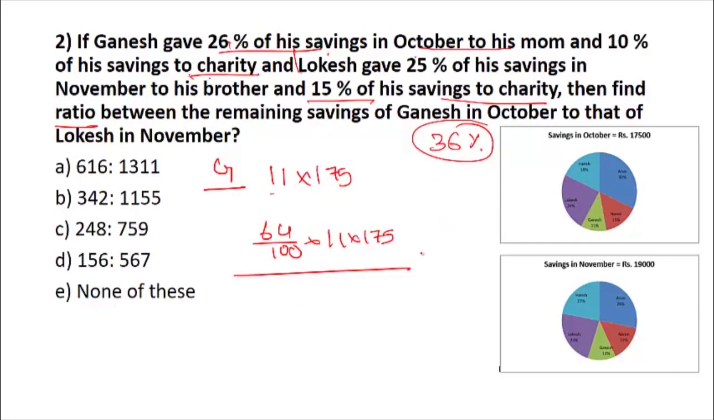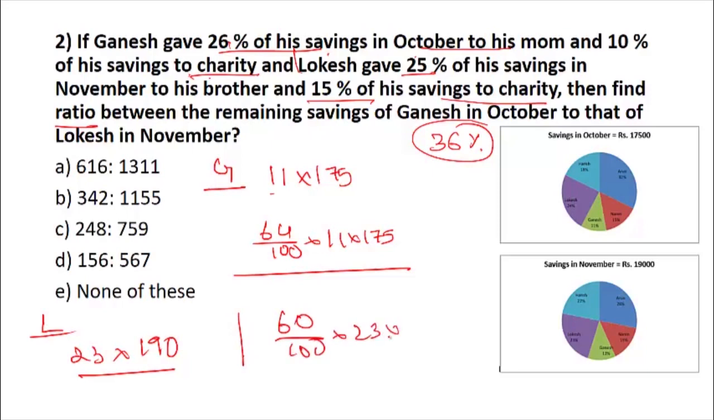Lokesh gave, let us keep Lokesh here, 25% of his saving to November. Let us see his investment. Okay, in November, if you see here Lokesh, it is 23%. So 23%, what is the value of November? It is 190. Okay, so no need to calculate again, as I have told you. Let us calculate how much he has given. Okay, 25% plus 15 is 40, remaining is 60. Okay, so 60% of 23 into 190.